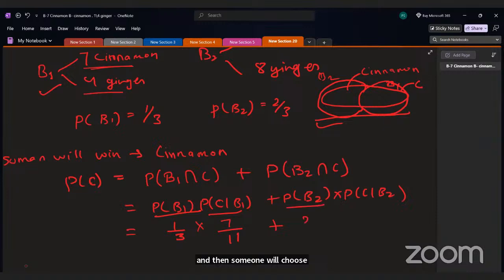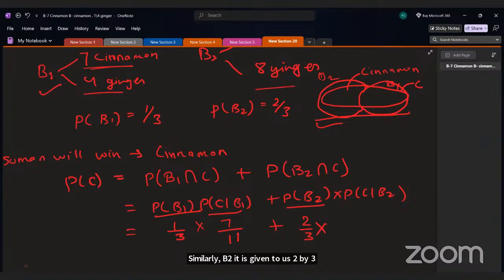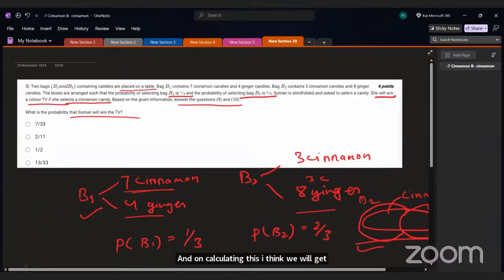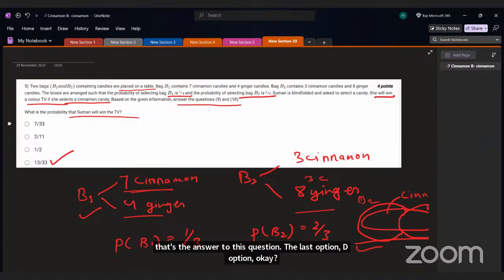Similarly, for B2 it is given to us 2 by 3 into, we have got 8 ginger candies in this and 3 cinnamon candies here. So that will be 3 by 11. And on calculating this, I think we will get 13 by 33. And that's the answer to this question, the last option, D option. Okay. Everyone got it?